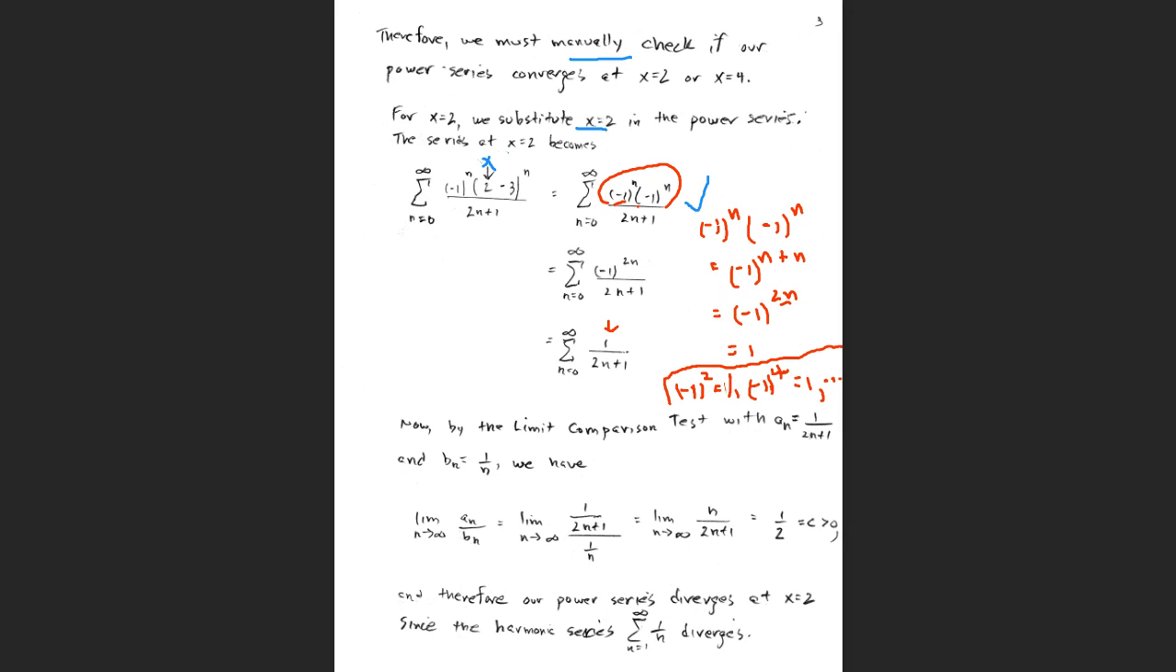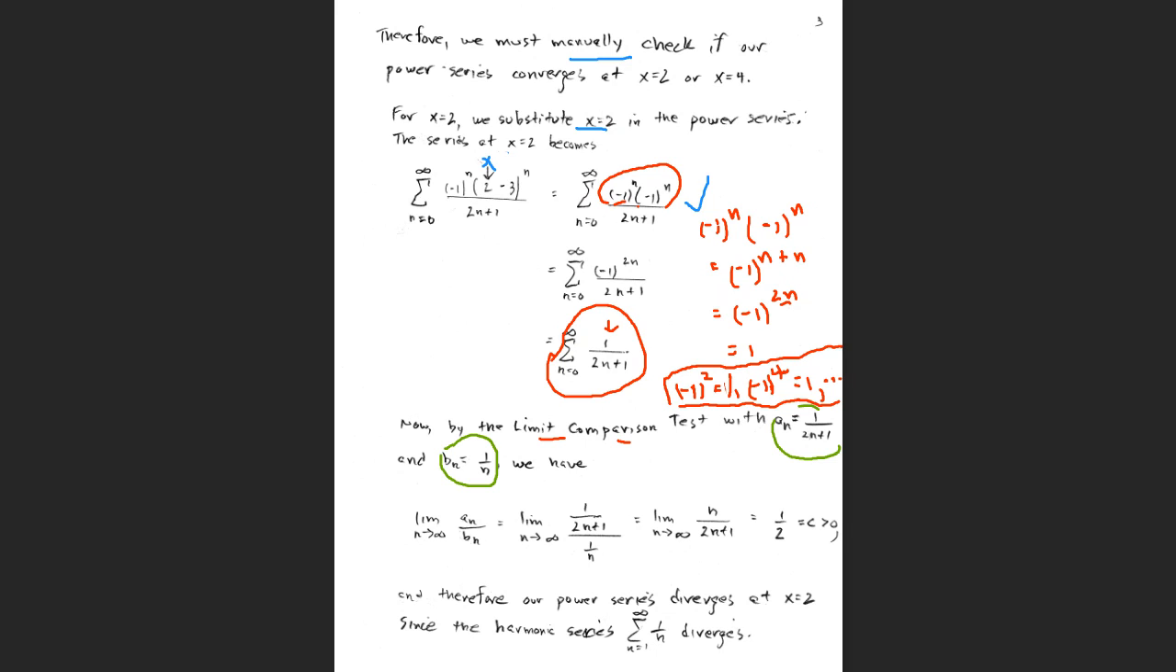And so the power series becomes this series when x equals 2. What does that series do? Does it converge or diverge? Well, we're going to use the limit comparison test. We're going to let a sub n equal 1 over 2n plus 1, obviously. And we'll let b sub n be 1 over n.